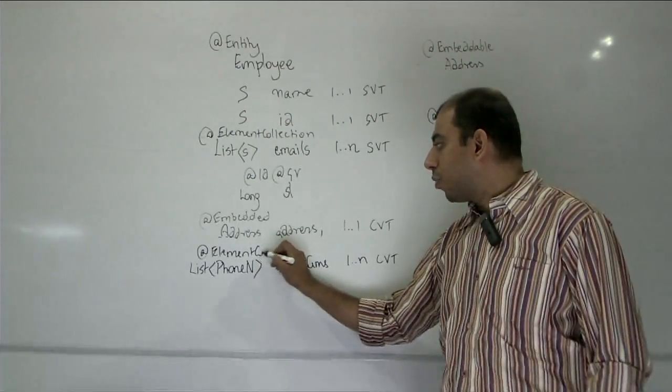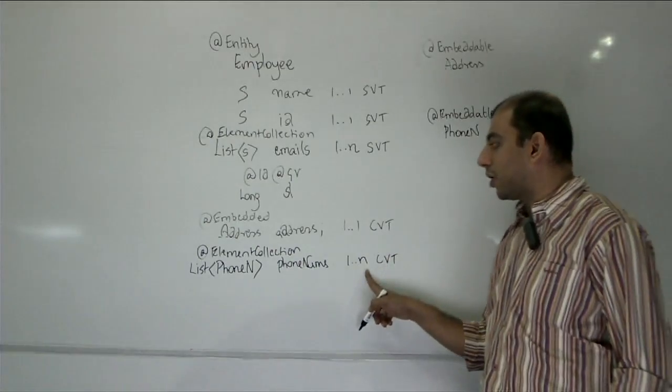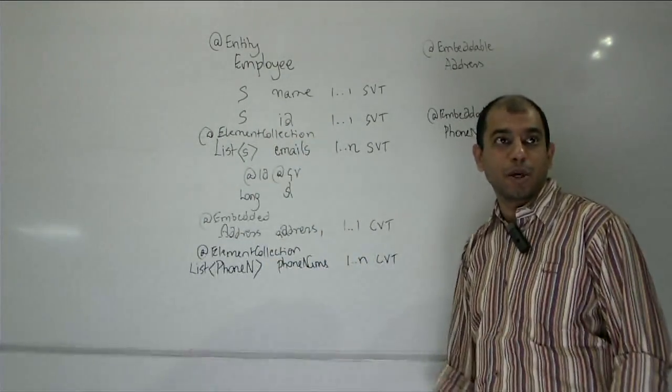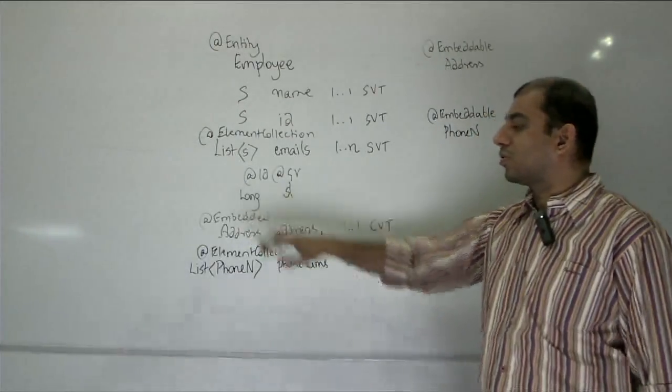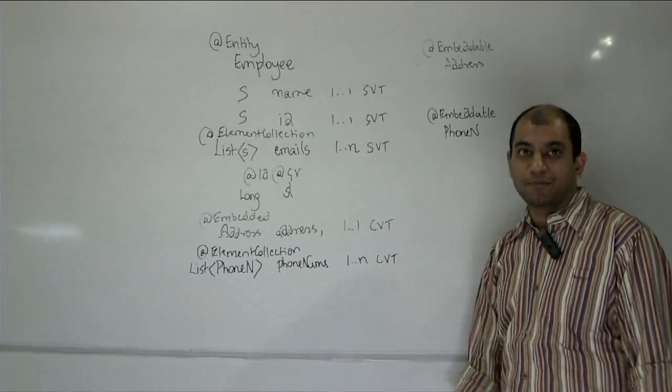So remember, whether you have a simple value type 1:n or complex value type 1:n, the annotation we use is exactly the same. Are you with me? For a complex value type with 1:1, it is @Embedded, but you don't need to say that when you have 1:n. Everybody clear?